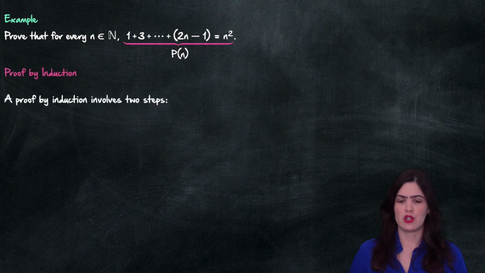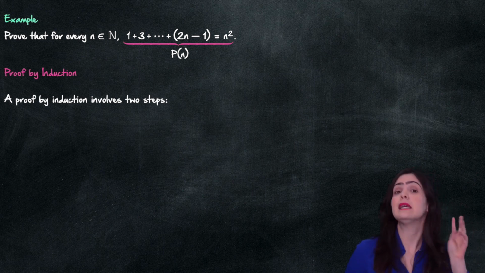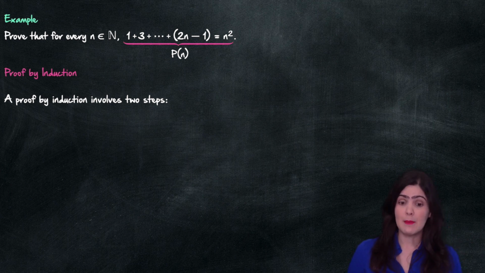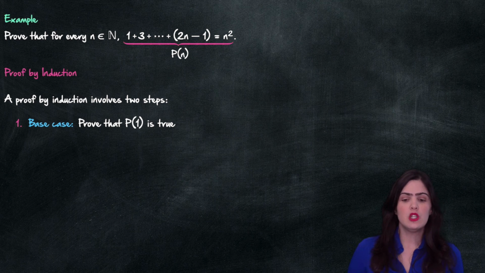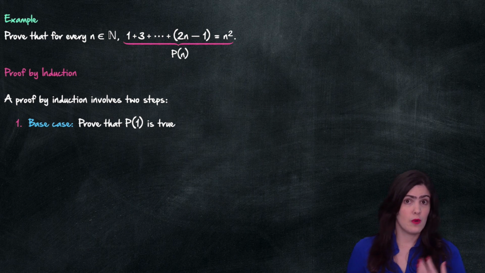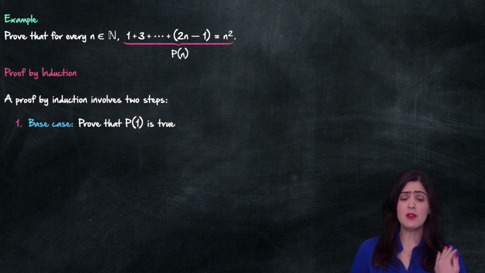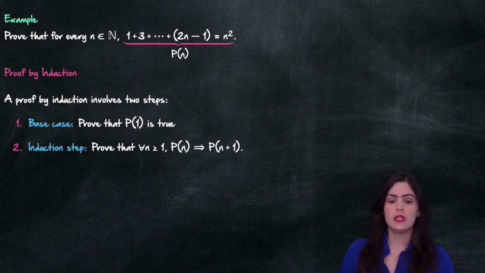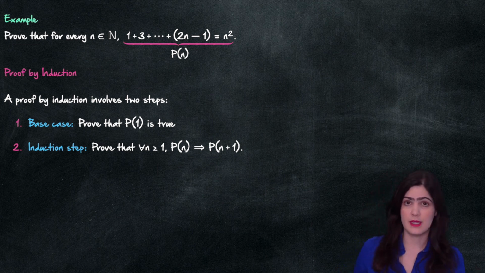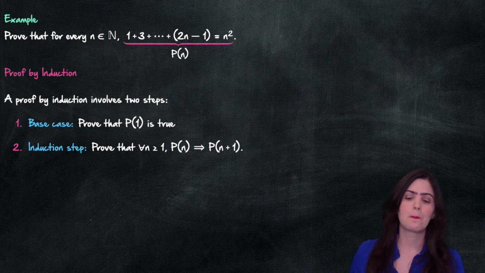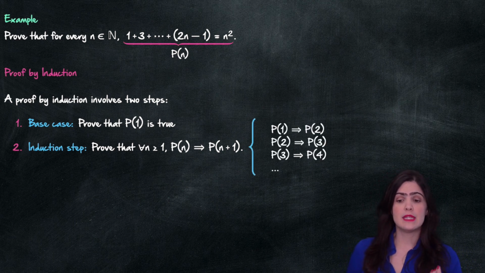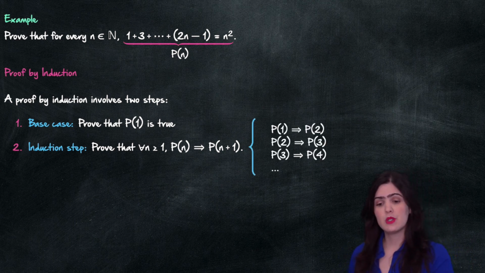Now, proof by induction involves 2 steps. So proof by induction has exactly 2 steps, not 3. Step number 1 is the base case. For that, we need to prove that p of 1 is true. So we need to show that the statement is true for the first natural number. And step number 2 is the induction step. We need to show that for any n that is natural, so an integer greater than or equal to 1, p of n implies p of n plus 1. So that is, what we're showing is that p of 1 implies p of 2, p of 2 implies p of 3, p of 3 implies p of 4, and so on.